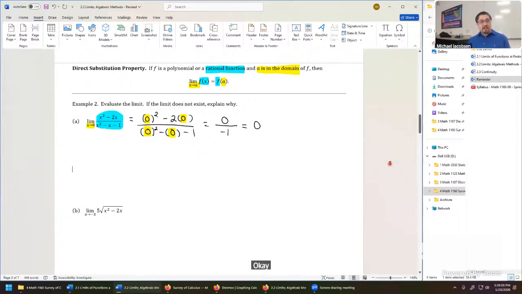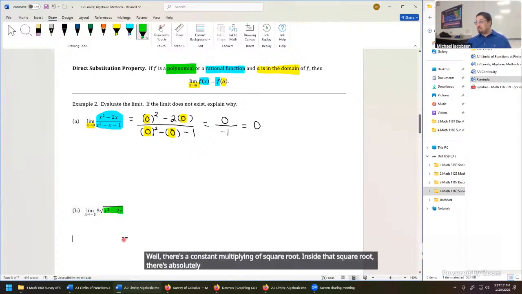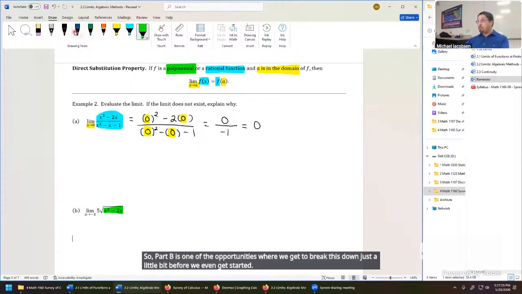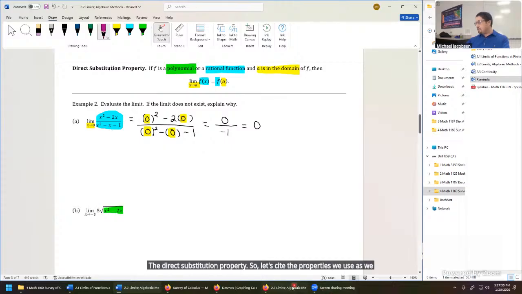Okay. Well, we mentioned a rational function is a polynomial like y equals x squared or y equals 2x plus 5 divided by another polynomial. And if we look at part B, it is not a polynomial. It's unfortunate, but there's a constant multiplying a square root. Inside that square root, there's absolutely a polynomial. So part B is one of the opportunities where we get to break this down just a little bit before we even get started with direct substitution property. So let's cite the properties we use as we go through on this one.